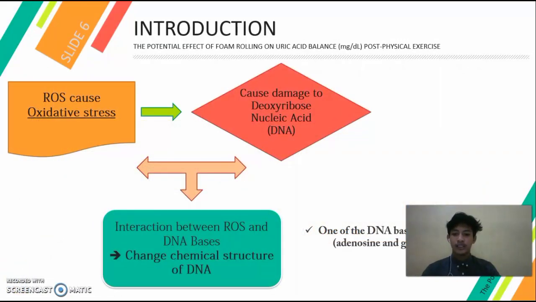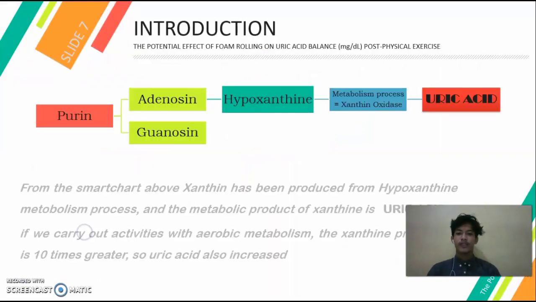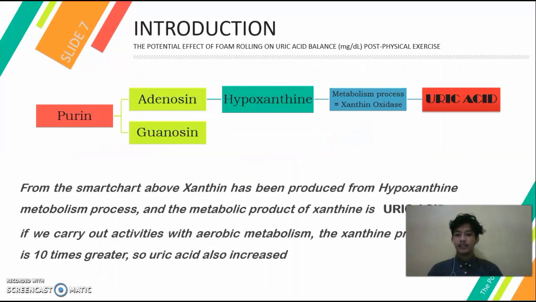Next, oxidative stress due to ROS can cause damage to deoxyribonucleic acid, or DNA. ROS interaction with DNA bases can change the chemical structure of DNA. One of the DNA bases is a purine. Next, the purines include adenosine and guanosine.